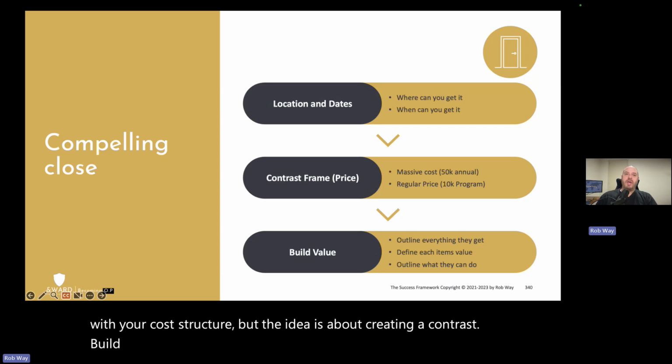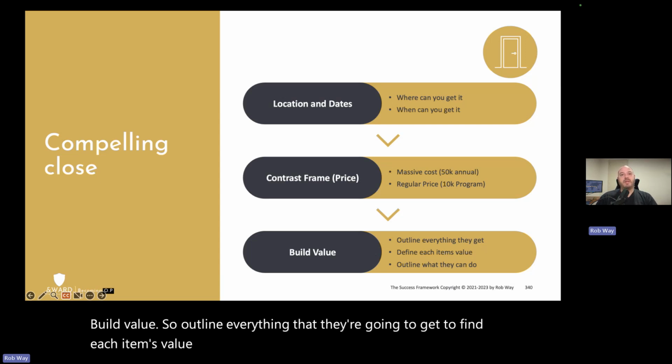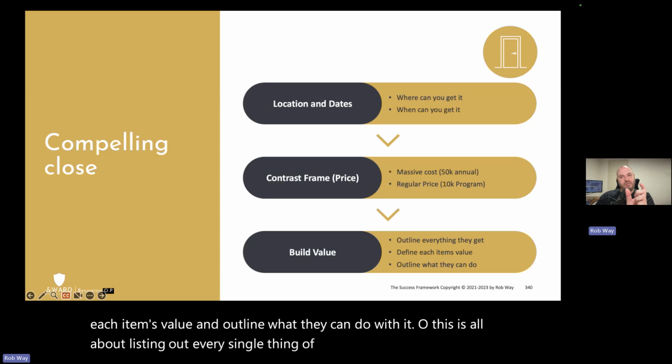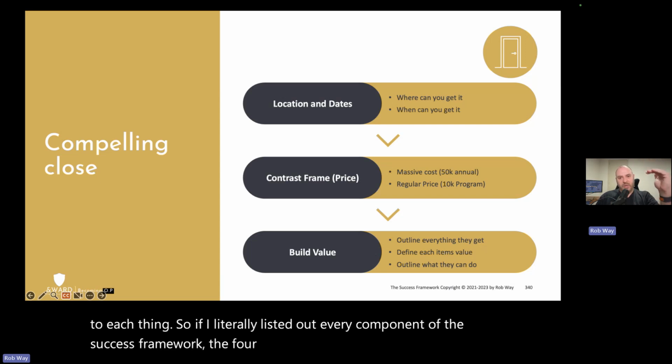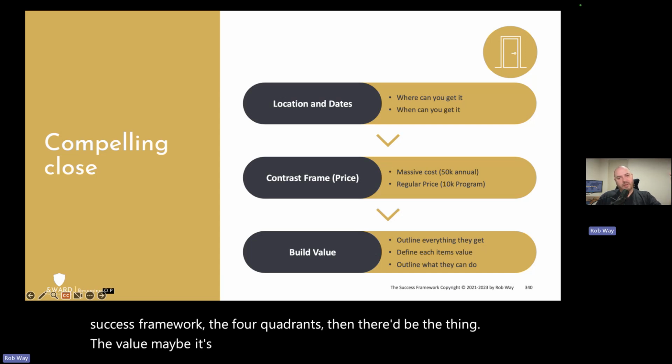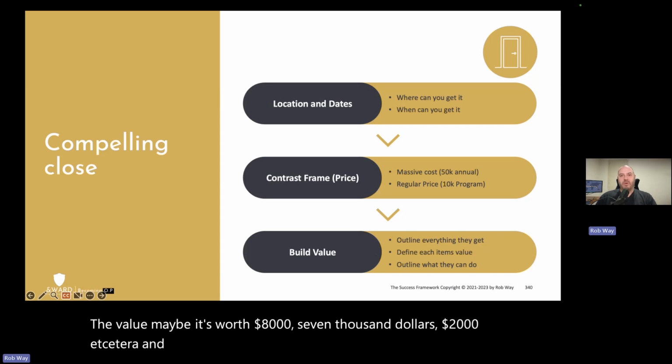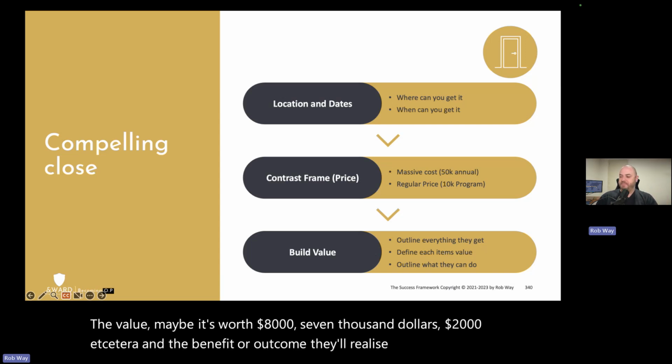Build value. So outline everything that they're going to get, define each item's value, and outline what they can do with it. So this is all about listing out every single thing of value and the associated cost to each thing. So if I literally listed out every component of the success framework, the 4 quadrants, then there'd be the thing, the value, maybe it's worth $8,000, $7,000, $2,000, etc., and the benefit or outcome they'll realize for each part.